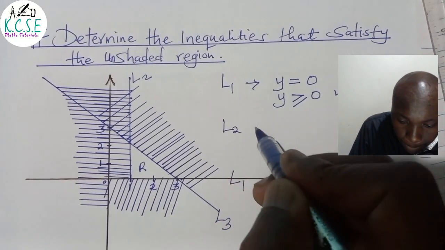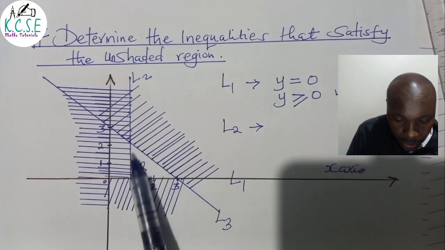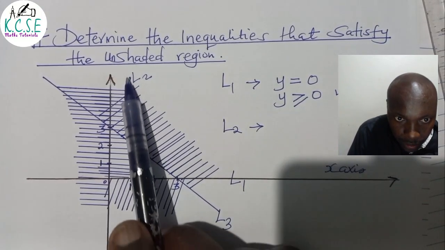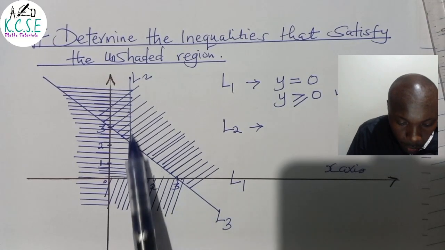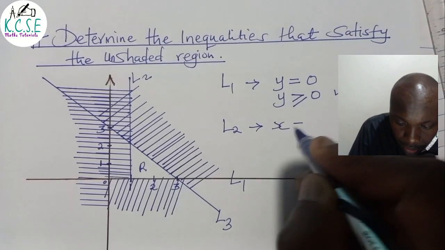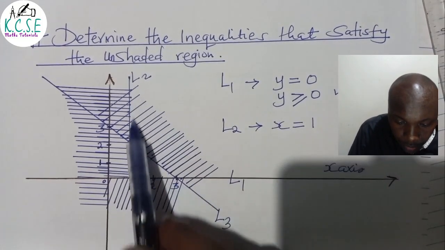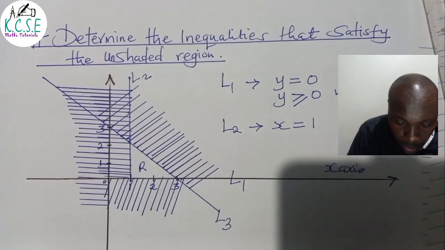Line 2. Look at line 2. Line 2 is a vertical line passing through x is equal to 1. So the equation of that line will be x is equal to 1. That is the equation of that line. It is a vertical line passing through x is equal to 1.